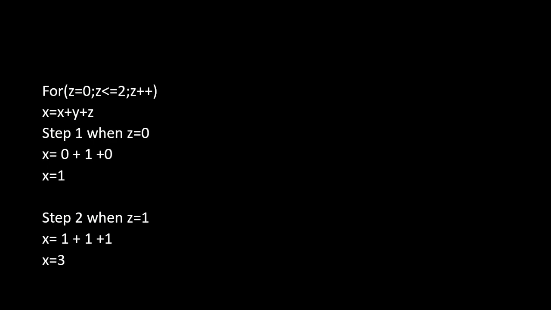Now we will do step 3 where z is 2. So our value of x has been changed to 3. So 3 plus 1 plus 2, because the z value has also been updated to 2. So 3 plus 2 plus 1, that is 6. So our final output is 6.